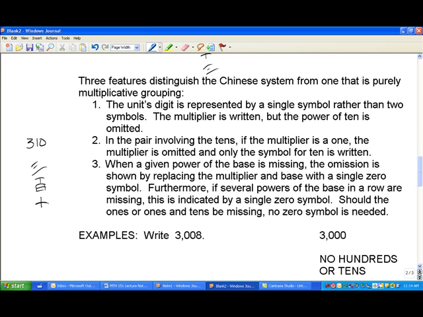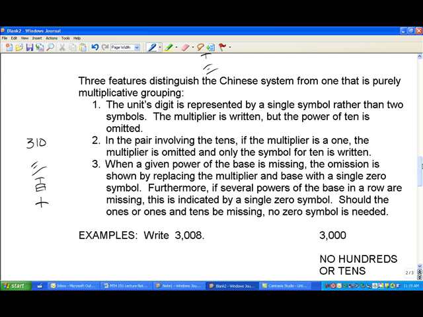When a given power of the base is missing, the omission is shown by replacing the multiplier and base with a single 0 symbol. Furthermore, if several powers of the base in the row are missing, this is indicated by a single 0 symbol. Well, that's good, as complicated as that is to draw. Should the 1s or the 1s and 10s be missing, no 0 symbol is needed. So that's what I was talking about in this case.